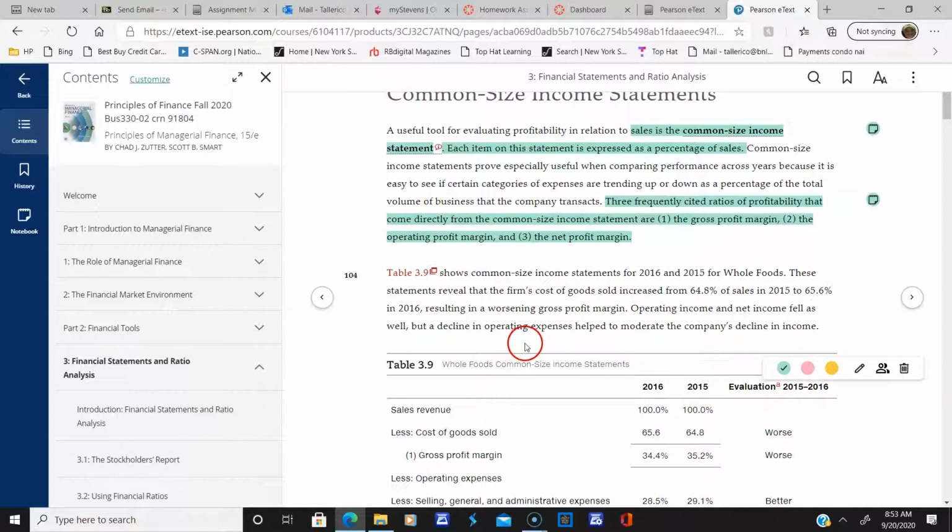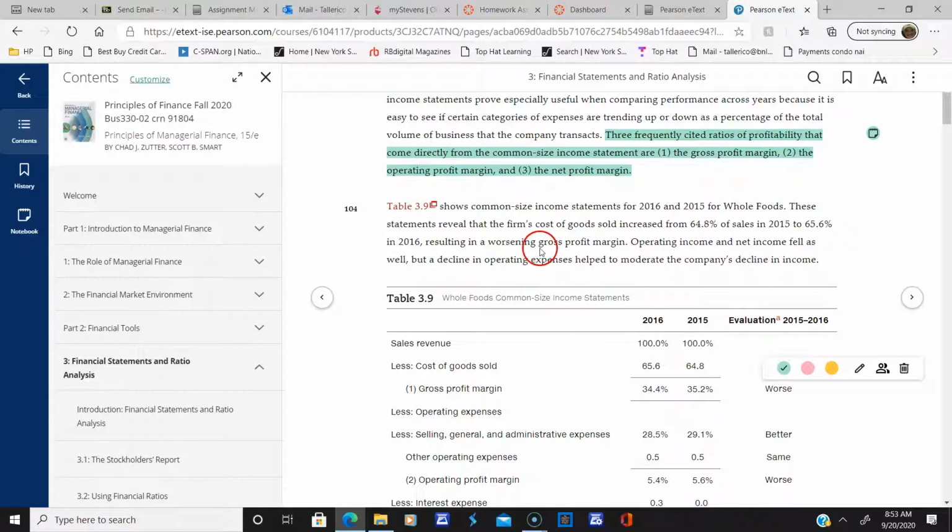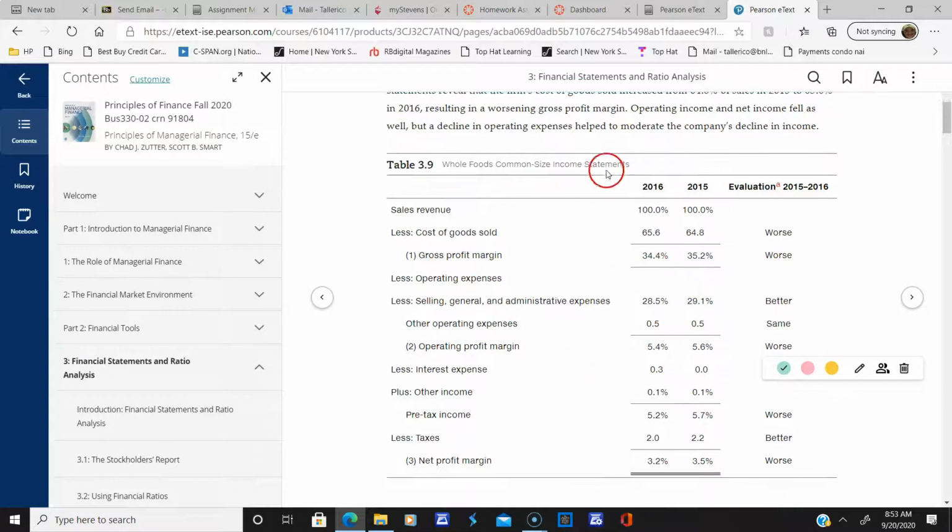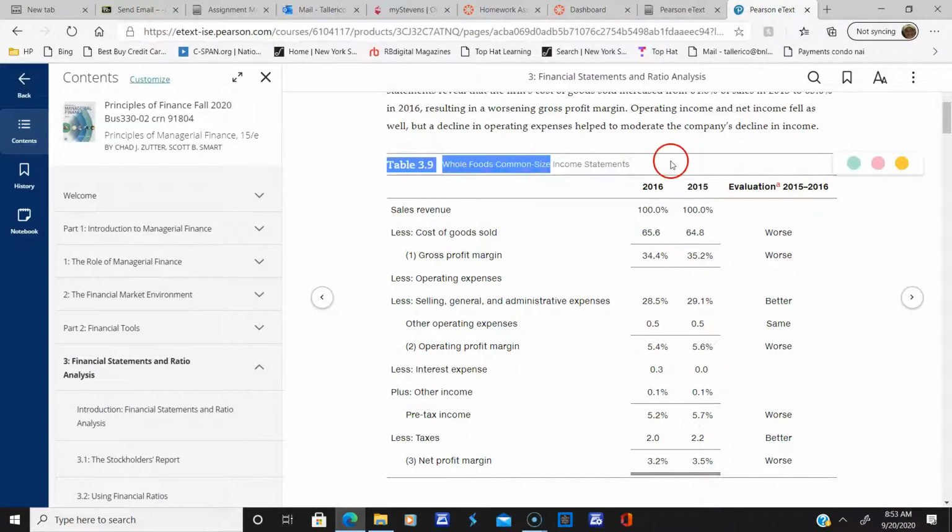Okay, so now here's how they do the common size income statements. They're taking all the numbers on the regular income statement. Okay, here's your income statement, but you notice now it's in percentages, right? It's in percentages.